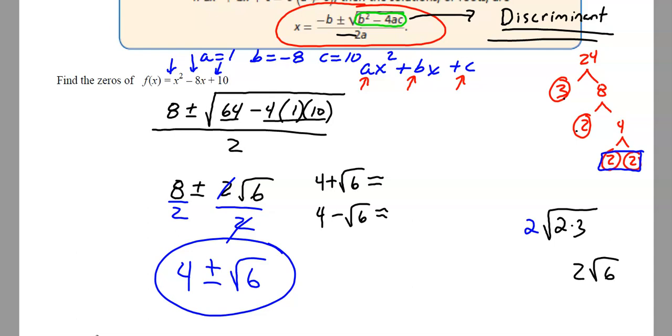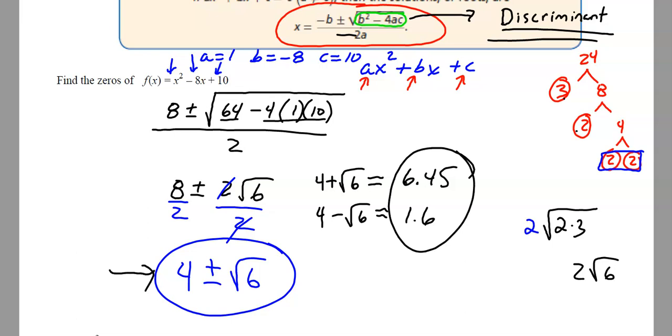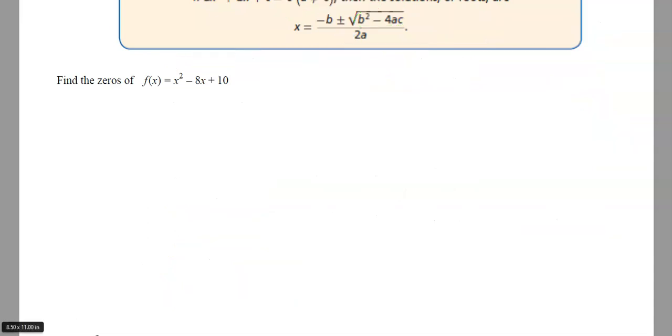Second one: 4 plus square root of 6. About 6.45 would be 10. And then 4 take away radical 6 is 1.55. We'll call it about 1.6. So these are the two approximate zeros. This is the real deal, the exact value. All right, it's pretty straightforward. Long, but straightforward. Less talking, more working on this next one.